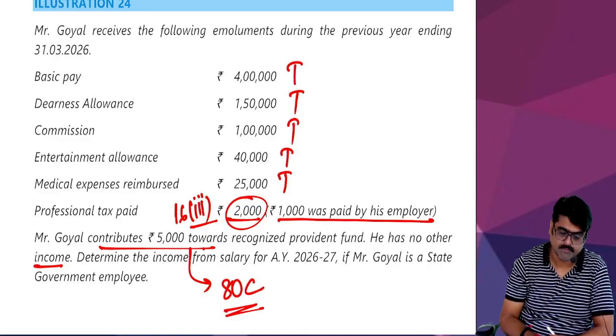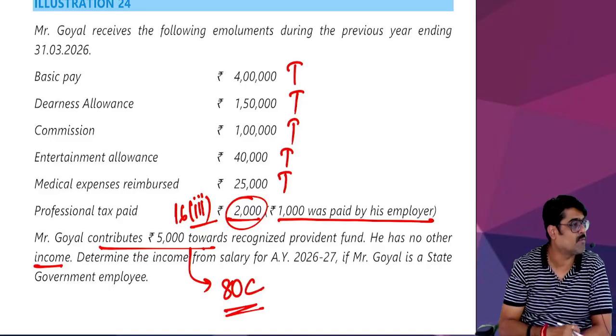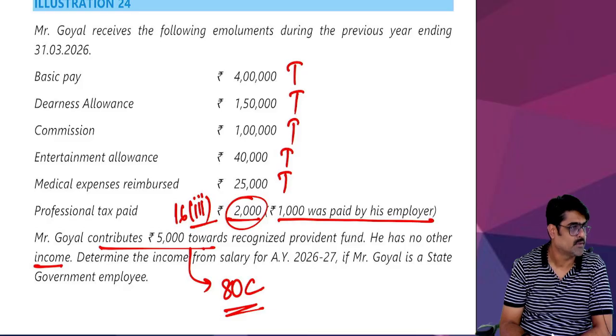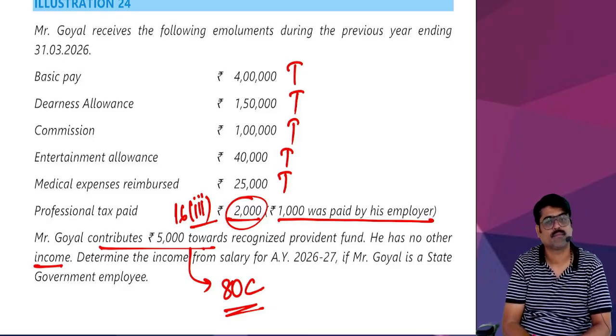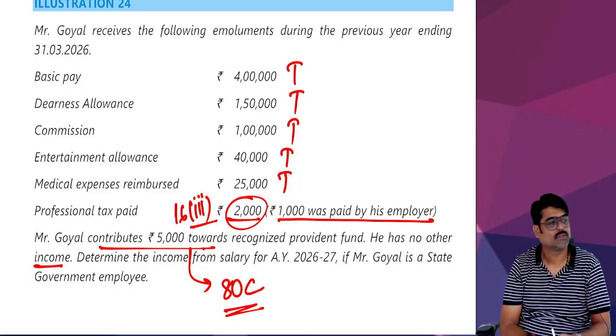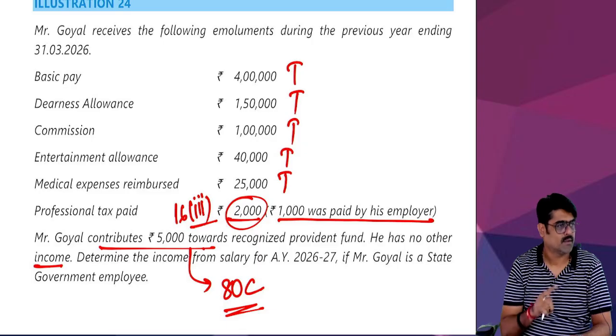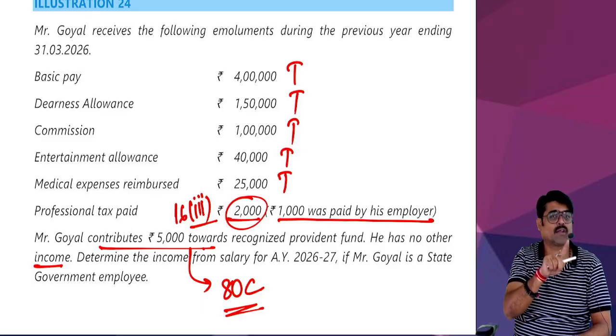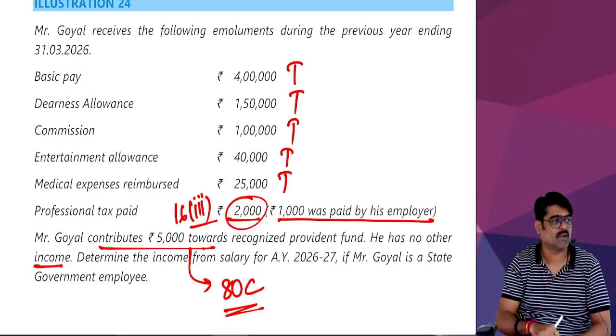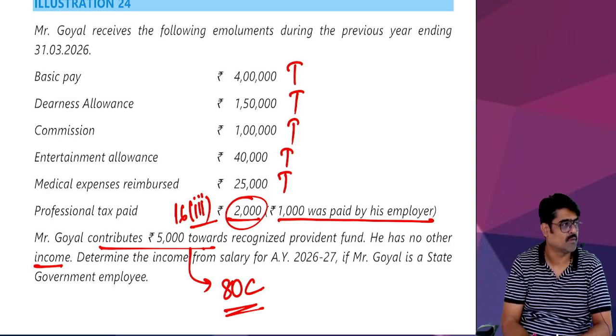So now tell me, you are supposed to determine the income from salary. So first thing, you will make the format. What will you write? Name of the assessee, status, individual, ROR, PAN, previous year, assessment year, computation of taxable income under the head salary, particulars, rupees.